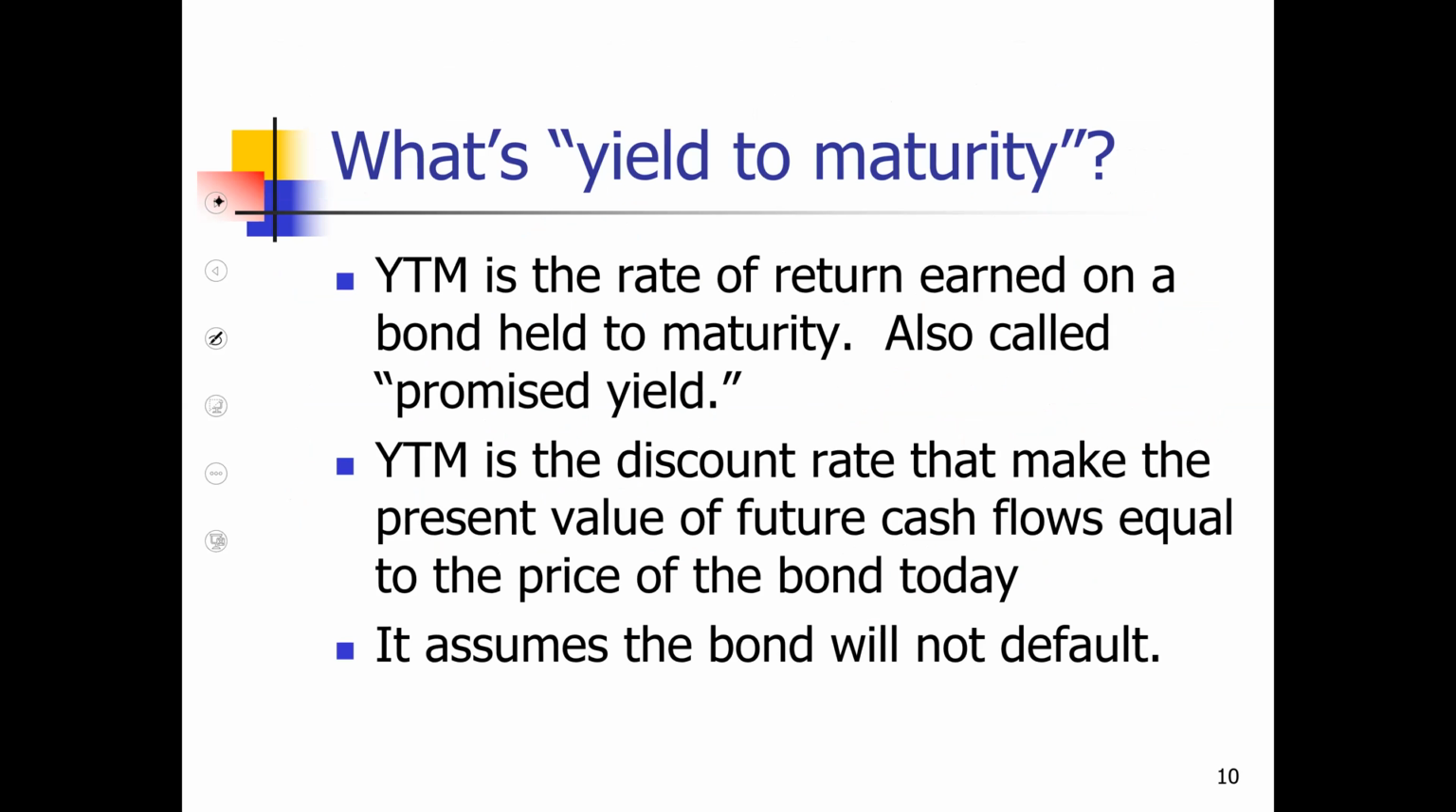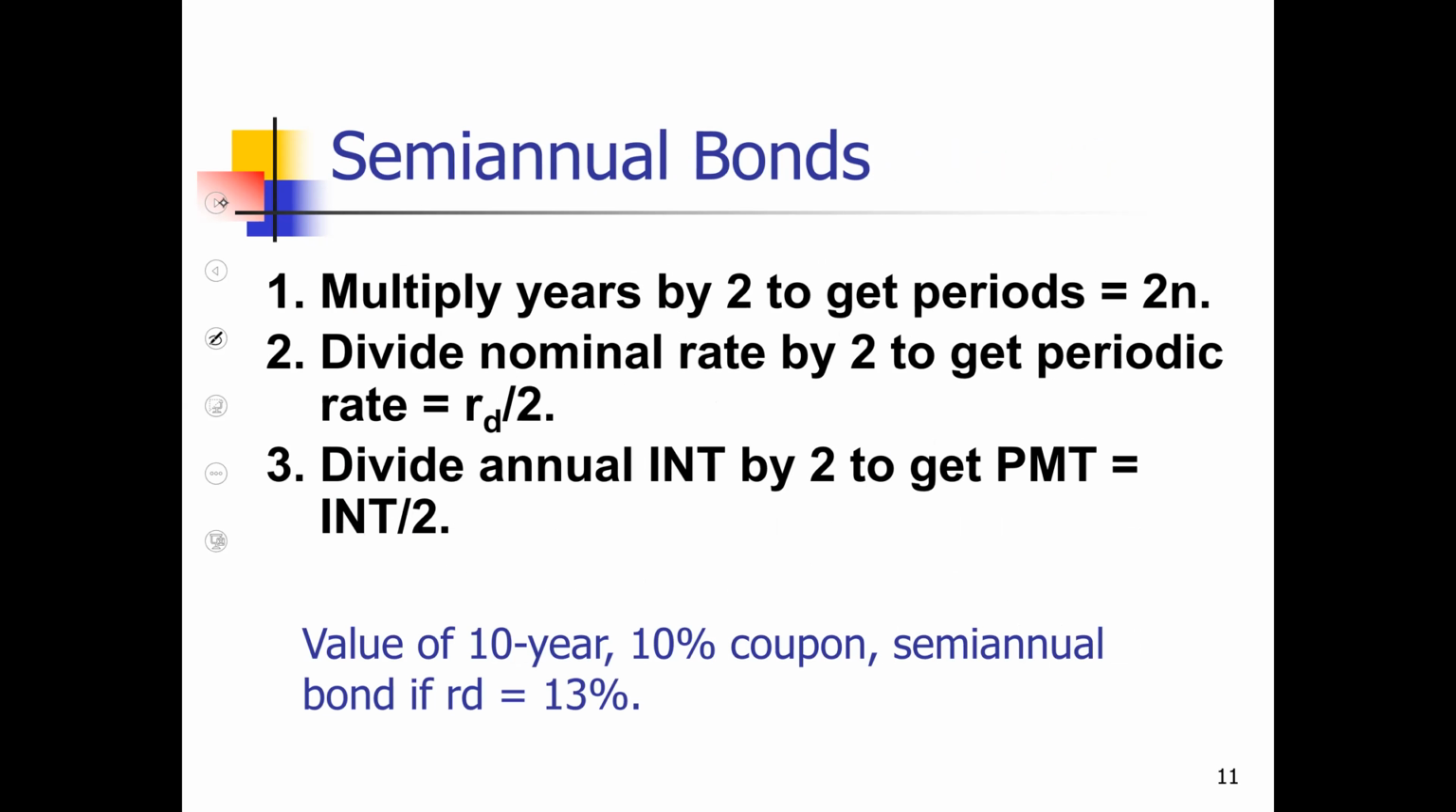Then some concepts I have discussed here. Yield to maturity is the rate of return earned on a bond held to maturity, also called the promised yield. This is what we discussed as cost of capital too. So it's the same. YTM, or yield to maturity, is the discount rate that makes the present value of future cash flows equal to the price of the bond today. It assumes the bond will not default.